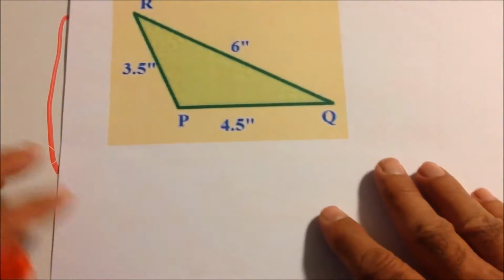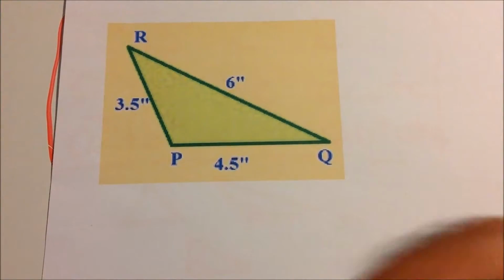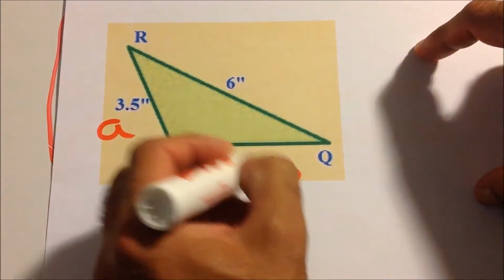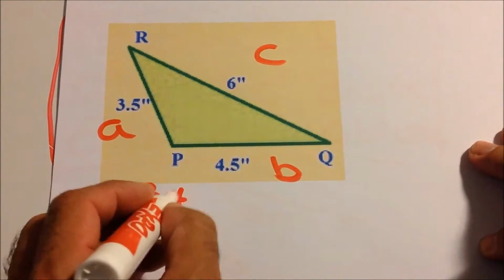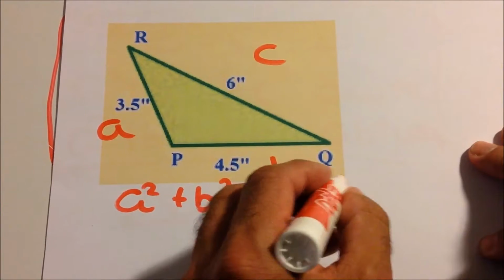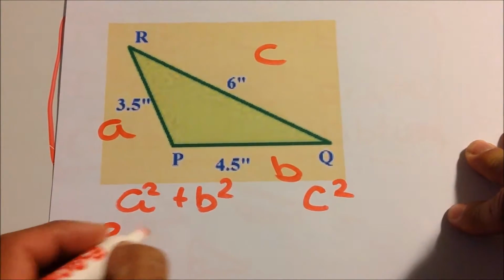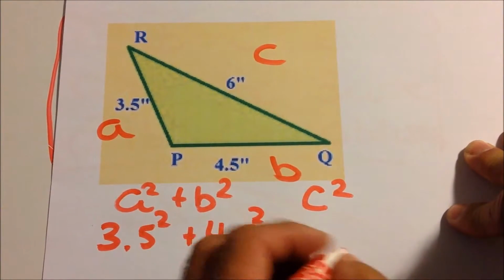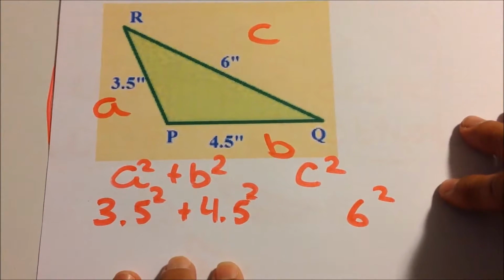Okay, so let's look at one here. We'll label the legs A, B, and C. So we have, again, a squared plus b squared, and we won't say equals yet. We'll just determine what this is. So we have 3.5 squared plus 4.5 squared, and then we have 6 squared. So figure this out, and let's see what type of triangle we have.